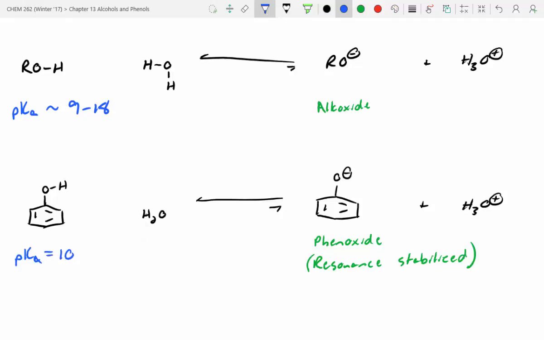Do you swap your equilibrium? No, in this case, with a pKa of 10, it's still not super great because if we think about the conjugate acid in equilibrium, it's still got a pKa of negative 1.7, right? So it's still going to push it mainly towards the neutral side of the equilibrium, not the phenoxide side.